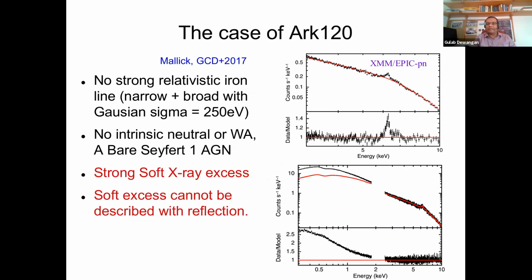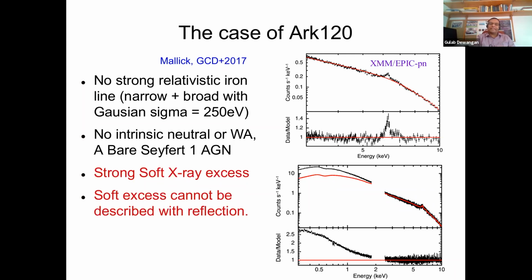You look at this object called Arakelian 120. The iron line is pretty weak. It is not very broad. A relativistic broad iron line will extend down to 5 keV or so, but here it is just around 5 keV. It looks more like a narrow iron line rather than a really broad one. But if you look at the soft excess of this AGN, it's very, very strong.